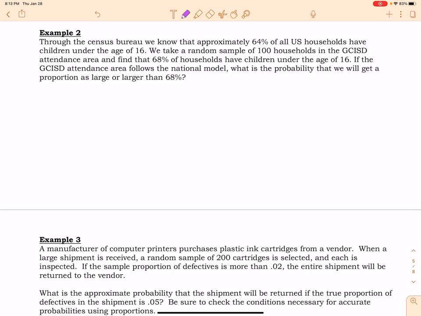In this video, we are going to look at a sampling distribution for proportions for AP statistics. So in this example, we have that through the Census Bureau, we know that approximately 64% of all U.S. households have children under the age of 16. We take a random sample of 100 households in GCISD in the attendance area, and we find that 68% of households have children under the age of 16.